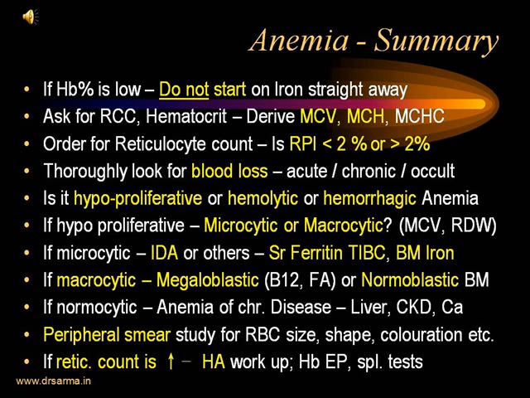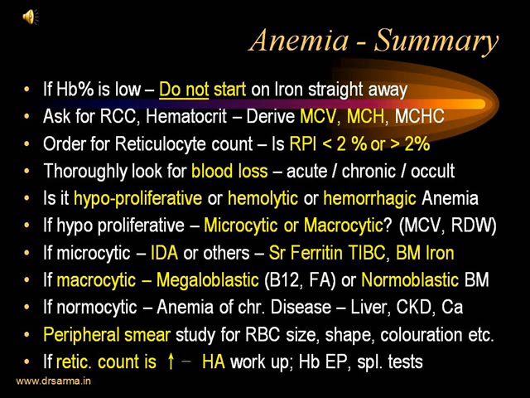Serum ferritin will be very low in iron deficiency anemia, less than 33 picograms per liter. Total iron binding capacity will be increased, more than 340. Bone marrow iron will be absent in a case of iron deficiency anemia. If we are dealing with macrocytic anemia, then the question is, is it megaloblastic or normoblastic bone marrow? We need to do a bone marrow examination.